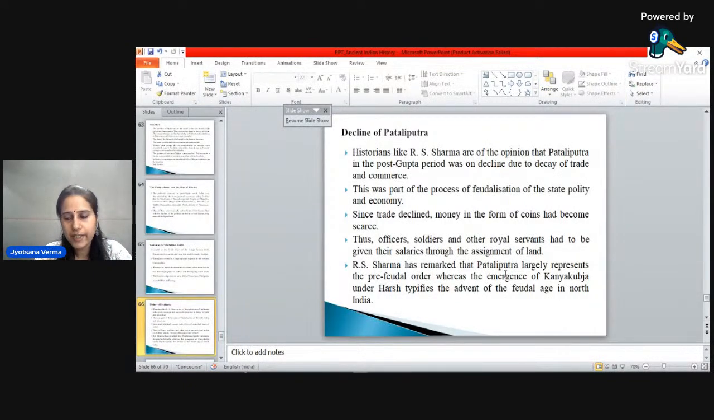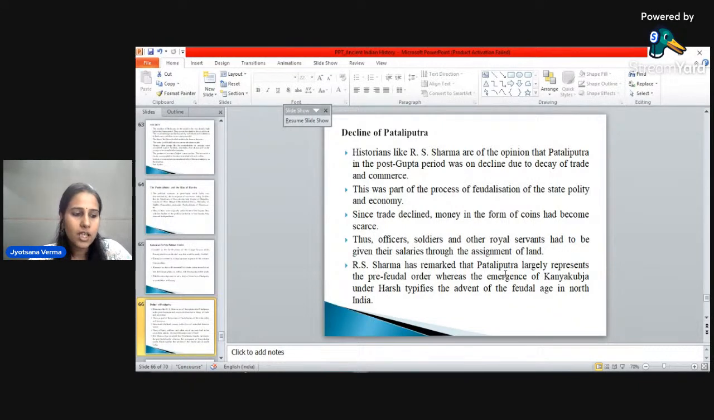The decline of Pataliputra: why did Pataliputra decline as a capital? Historians like R.S. Sharma are of the opinion that Pataliputra in the Gupta and post-Gupta period was in decline due to the decay of trade and commerce. Basically, R.S. Sharma says that the main reason for the decline of Pataliputra was the decline of trade and commerce.